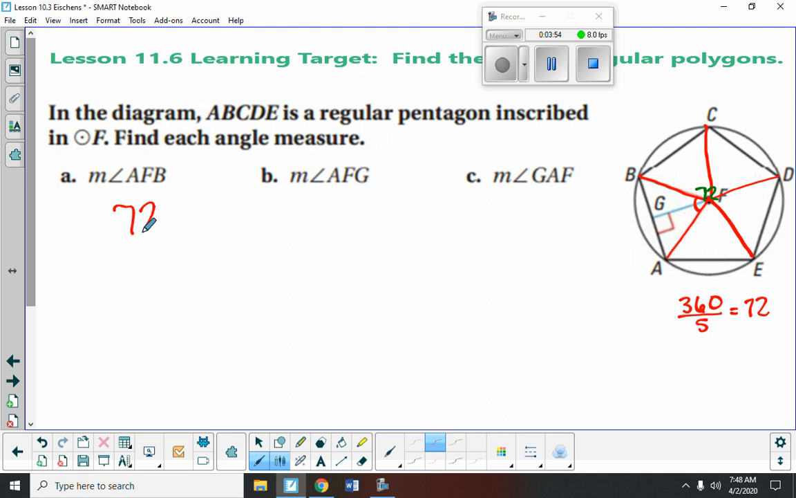So 72 degrees. Now it says, what is the measure of angle AFG? Well, AFG, that's this one right here. So that would be half of 72, which is 36. And the next one says, what is the measure of angle GAF? So from G to A to F, that's this one. Well, if this is 36 and this is 90, we take 180 minus 36 minus 90, and we get 54 degrees for that one.